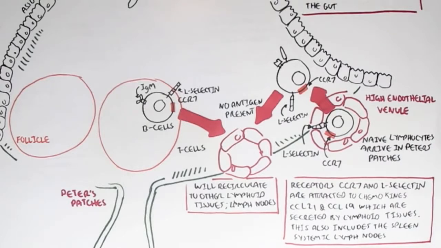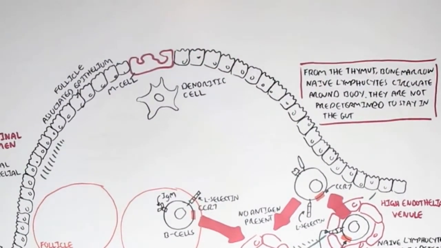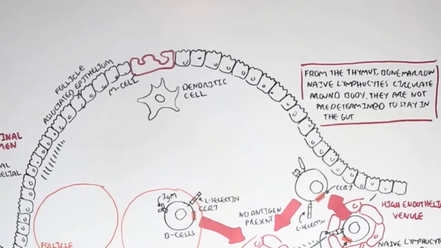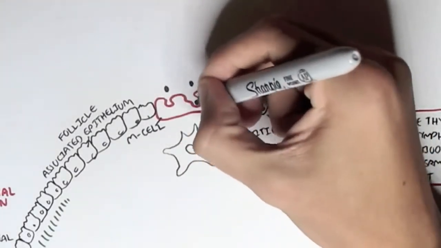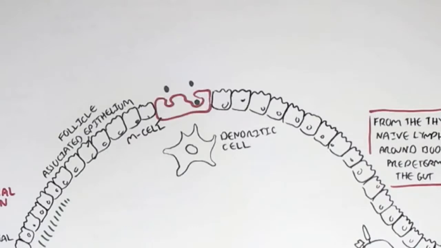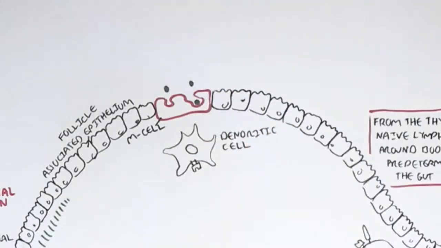So what happens if an antigen is present? What happens to these lymphocytes? And how does an antigen get presented to these lymphocytes? Well, the M cells play a critical role here. The M cells take up the antigen, a process known as antigen sampling, and they transport it across to dendritic cells, where the dendritic cells can then present it to the lymphocytes.